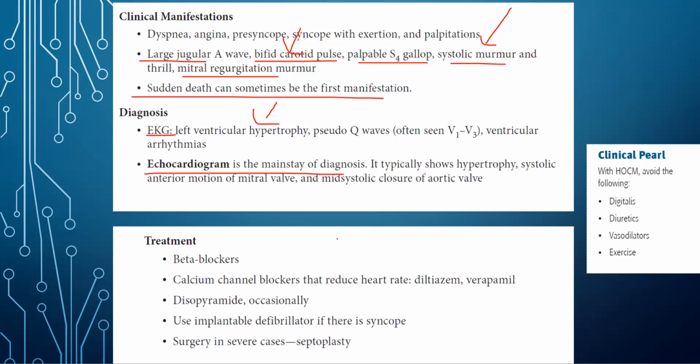Treatment will be similar to diastolic heart failure. So beta blocker or calcium channel blocker will be your main choice. Please avoid giving them diuretics, vasodilators, or digoxin. Why digoxin? Because digoxin will cause increased muscle contraction. This patient already has too much contraction. You don't need any more. So it will just worsen the condition.